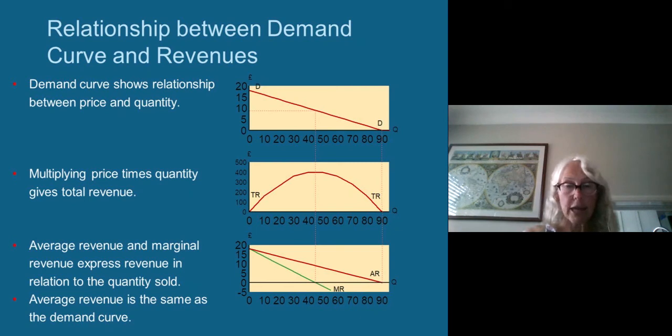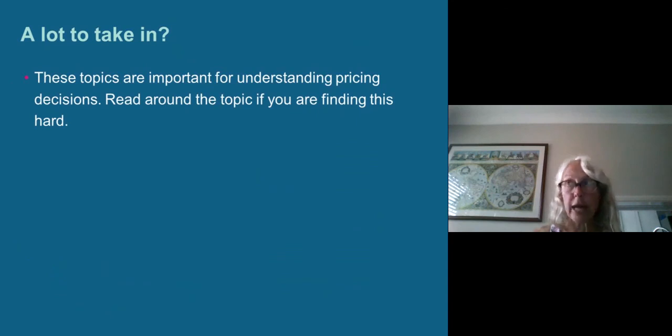Okay, and then we can look at it in terms of the average revenue line, and you can see the average revenue line is the same as the demand curve, so that is sloping downwards. And then you've got your marginal revenue line, and where that crosses zero, that's where your total revenue is at the highest. So these are all things that we will need to look at when we're thinking about pricing. So it's quite important for you to understand some of these things. If you're finding it tricky, I would recommend getting one of the textbooks out that I've recommended for this topic area and have a read of the chapter that I've recommended.